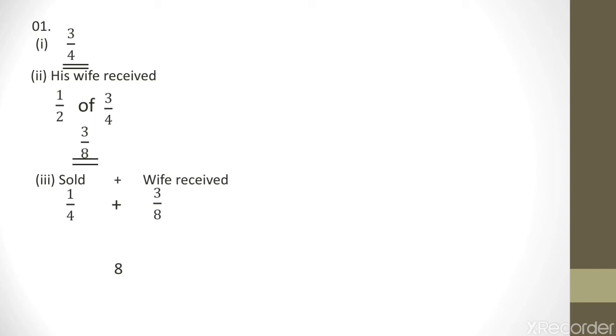The common denominator is 8. So we divide 8 by 4. The answer is 2. 2 times 1 is 2. Again, 8 is divided by 8, and 1 times 3 is 3. So the answer is 5/8. But this is not the answer.